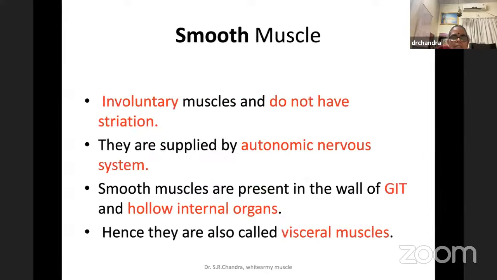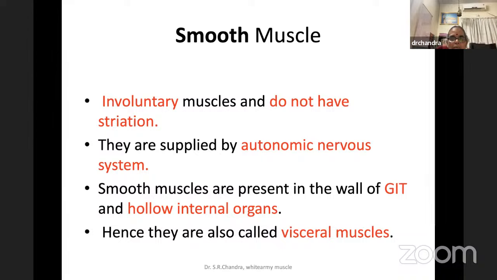The involuntary muscles, then next is the smooth muscles. Smooth muscles are the muscles we see in the intestines and so on. They are involuntary muscles and do not have striations. They are supplied by autonomic nerves, because these muscles are autonomous. Unlike the striated or skeletal muscles, which are not autonomous but voluntary and so are supplied by the somatic nerves, the involuntary smooth muscles, which are autonomous, are supplied by autonomic nerves.